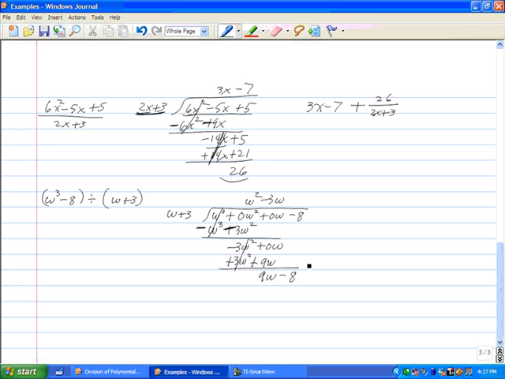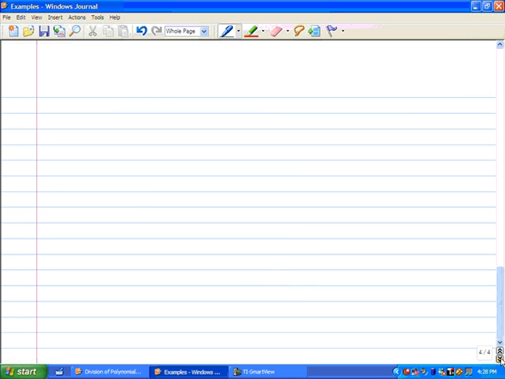Bring down the next term. W times what gives you 9w? Plus 9. 9w plus 27. Change the signs. Cancels. And this is a negative 35. Again, a remainder. So your answer is w squared minus 3w plus 9 plus, and again, your remainder is written as a fraction over whatever it was you were dividing by. Alright, let's look at one more example like that, and you'll be ready to long divide all by yourself.